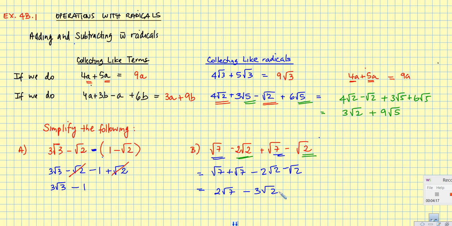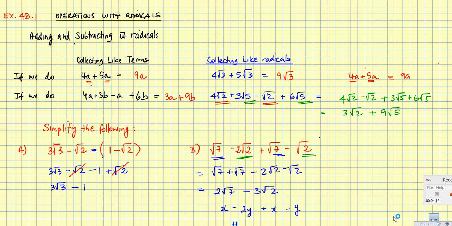So technically, this is as if I were saying x minus 2y plus x minus y. So it becomes 2x minus 3y. Nothing has changed. I have the same coefficients. All that's changing is my variable. Instead of having x and y, I've got root 7 and root 2.